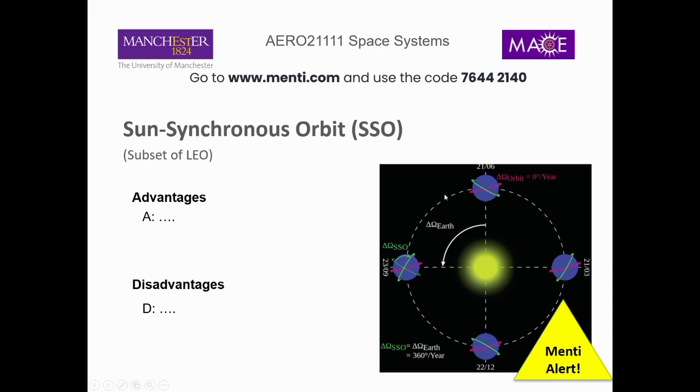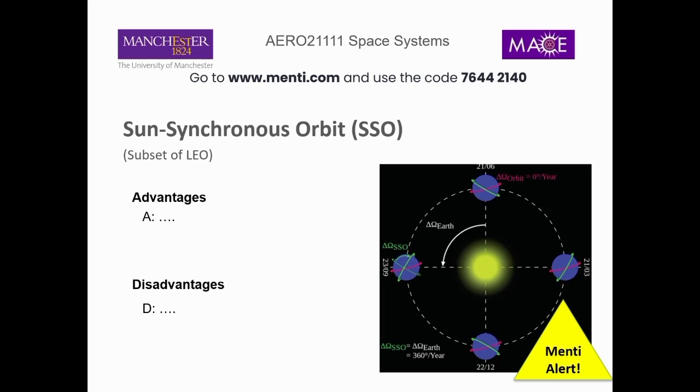But basically, that green orbit always has the same direction towards the sun. The red orbit has the same direction in inertial space, right? It doesn't rotate. So at this point, it's side onto the sun. At this point, it's face onto the sun. At this point, it's side onto the sun. So the green one is our sun synchronous orbit. And basically, it means that we always have the same orientation between our orbit plane and the sun.